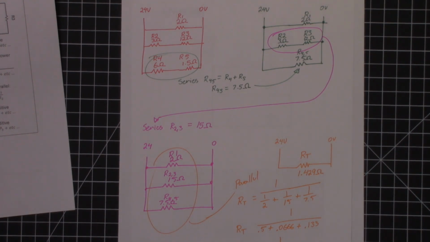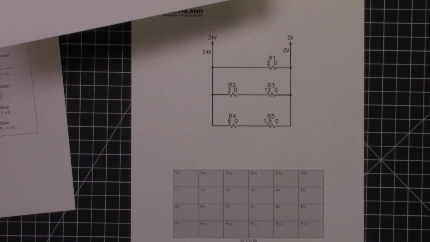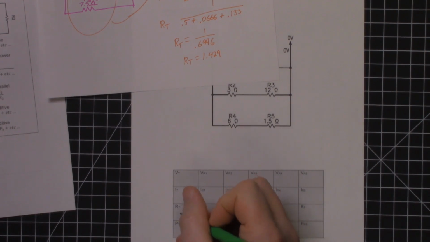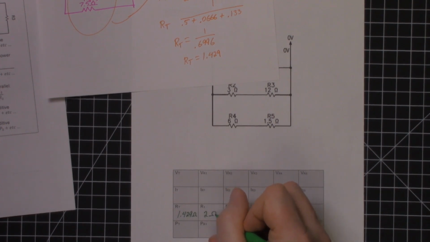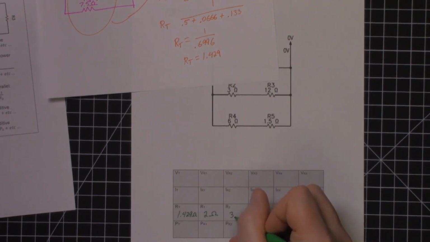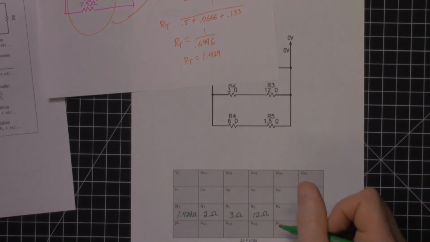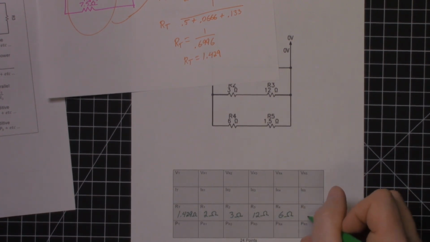So now we're going to take and work this backwards. So if we're looking at our sheet back here, the original equation, the original circuit, we can put that in here. We know that our resistance total is 1.429. And we know all these other values: 2 ohms, 3 ohms, 12 ohms, 6 ohms, and 1.5 ohms.